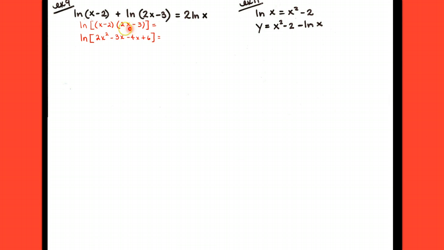So x times 2x is 2x squared. X times negative 3 is going to give us negative 3x. Negative 2 times 2x is negative 4x. And negative 2 times negative 3 is positive 6. And then we can combine that negative 3x and negative 4x. So I think that's about all the simplifying we can do on the left-hand side. How about the right-hand side? Any properties of logarithms that you recognize on the right-hand side that might enable us to simplify this? Okay. Yeah, we could make that x squared because when you've got a constant out in front of the log, then you can make it an exponent.